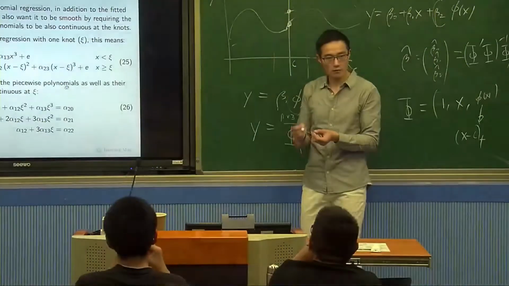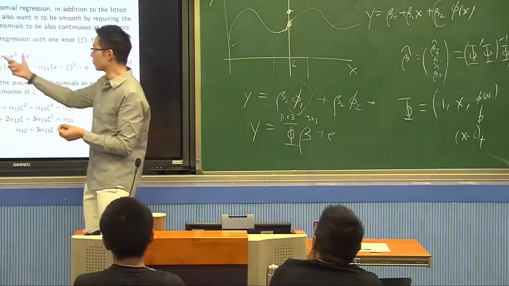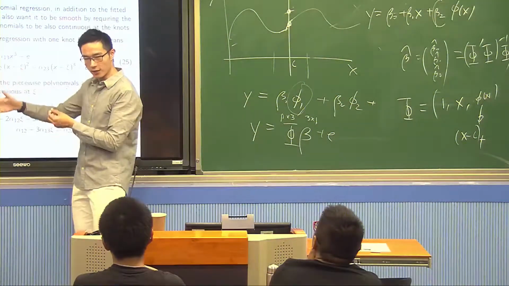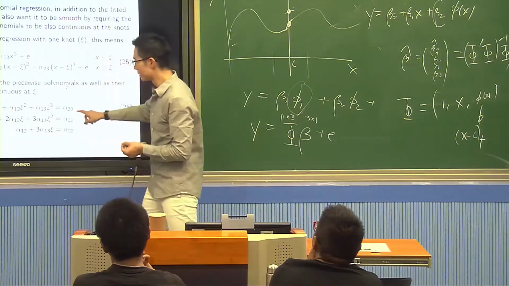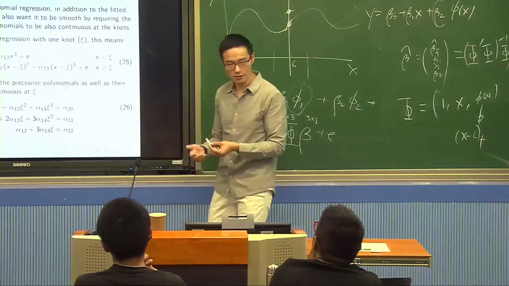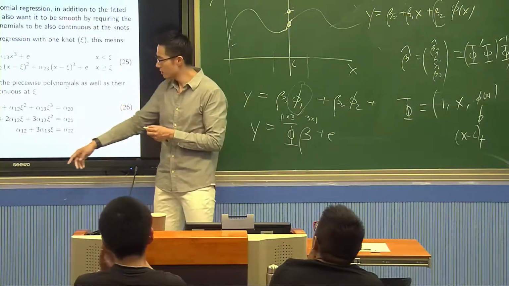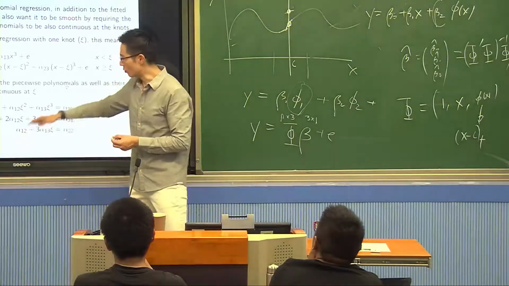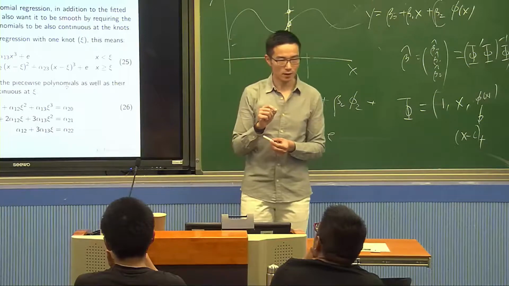The second condition is the first derivative being the same at the boundary. So I'm going to take a derivative with respect to x and put it at the boundary, and do the same for the other region. That's our second condition. And then the third condition is that the second derivative is also the same, which is taking one more derivative with respect to x. So that gives three conditions for a piecewise cubic polynomial.